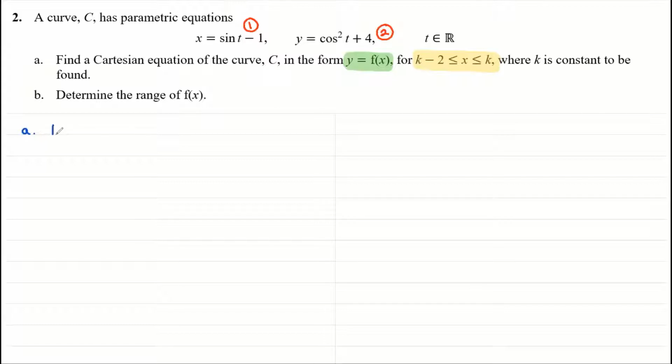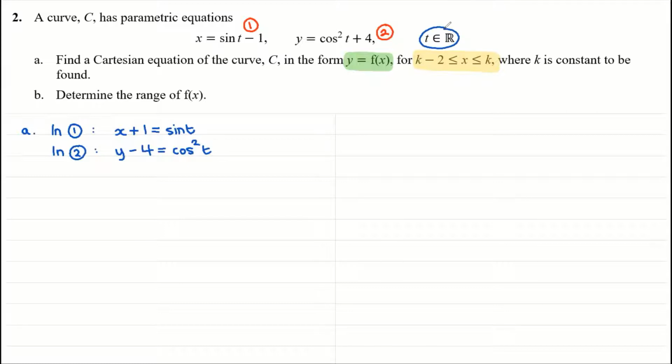So in equation 1, we're going to have x + 1 = sin t, just simply adding 1 to both sides. In equation 2, we have y − 4 = cos² t. So you'll notice the difference here. It's not cos t, it's cos² t. t can be any real value as well. So we'll just have to bear that in mind.